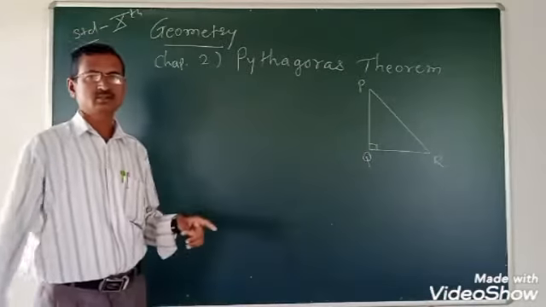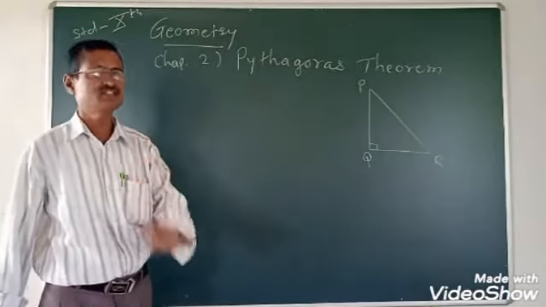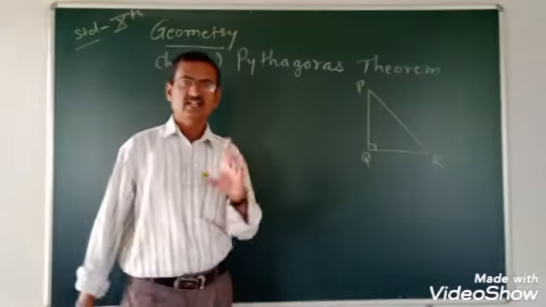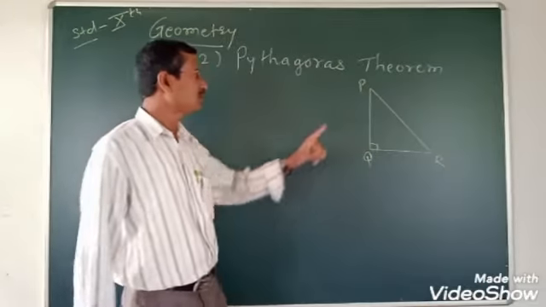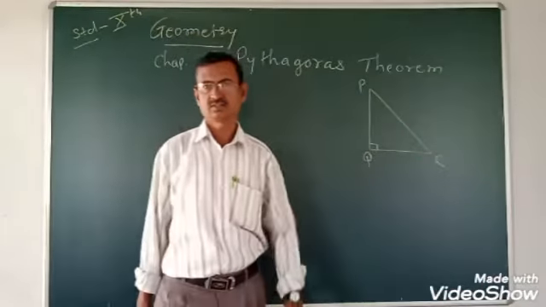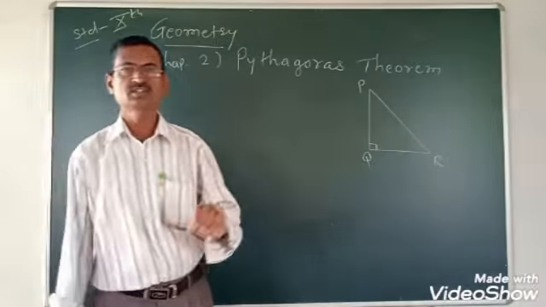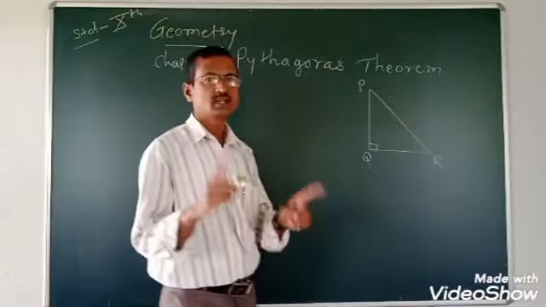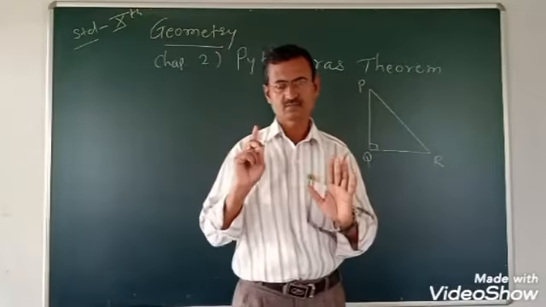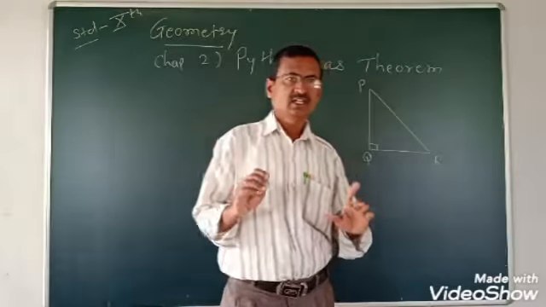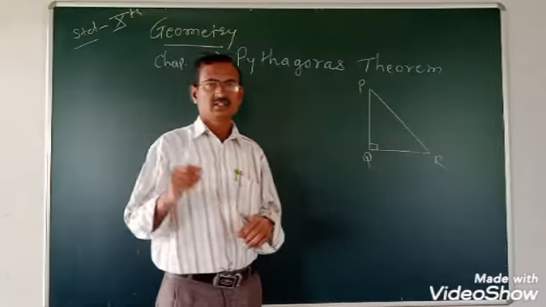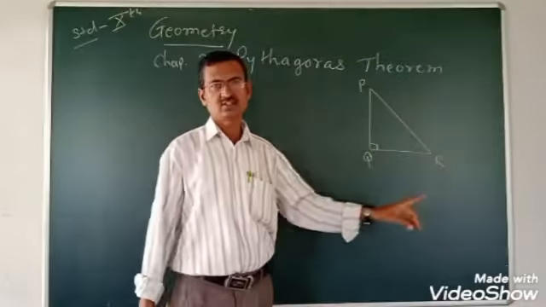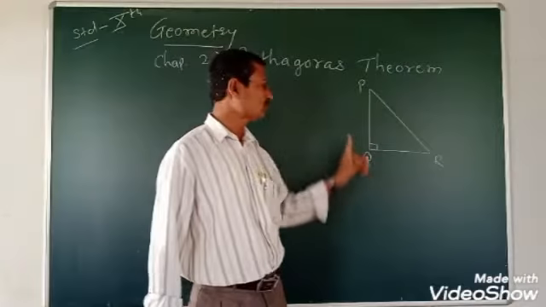What is Pythagoras theorem? The Pythagoras theorem statement says that in a right angle triangle, the square of hypotenuse is equal to the sum of the square of the remaining two sides. In a right angle triangle, the square of hypotenuse is equal to the sum of the square of the two remaining sides.